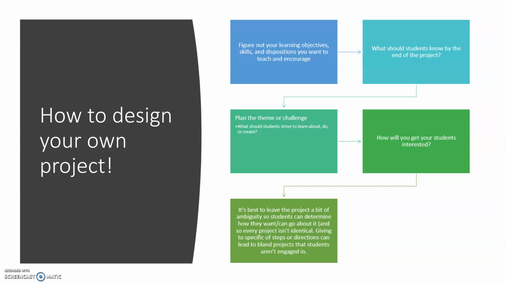At the end of this, it also talks about how to design your own. The first thing you want to do is figure out your learning objectives, the skills and dispositions that you want to teach and encourage. Second is to think about what your students should know by the end of the project. What do you want the end result to be? Then plan the theme or the challenge around that. What do you want them to learn about, do, or create? What should come out of this? How will you get your students interested? What are you going to say so that you can pull them in and get them interested in the project to start with? And it's really best to leave the project with a bit of ambiguity so students can determine how they want to go about it.